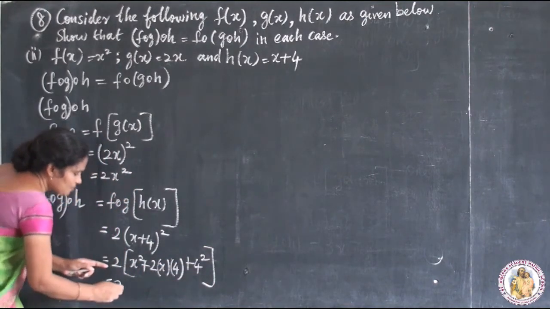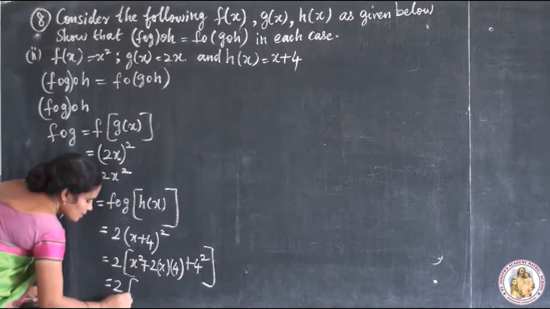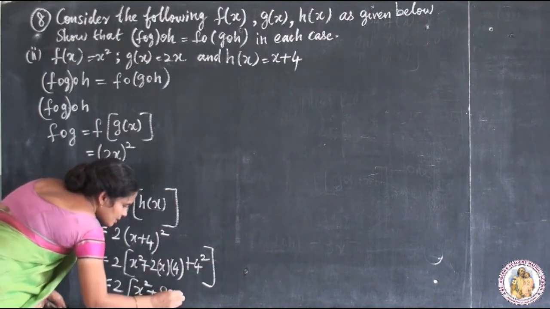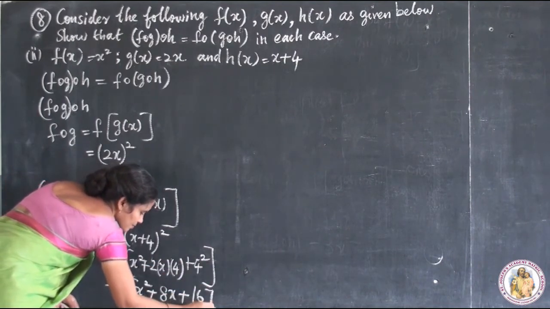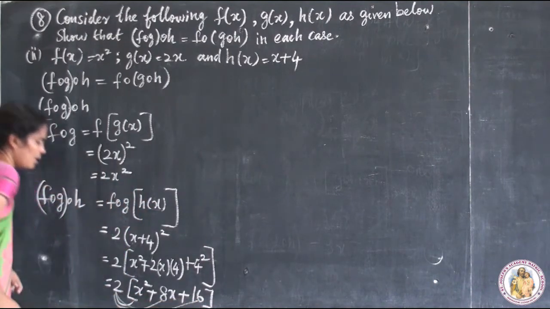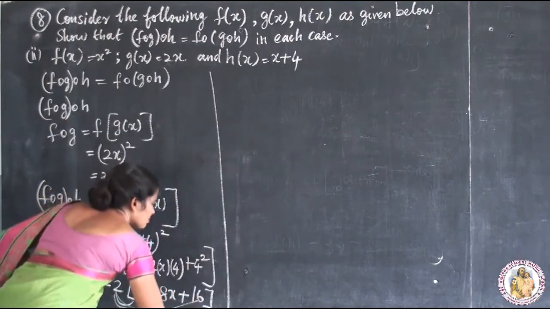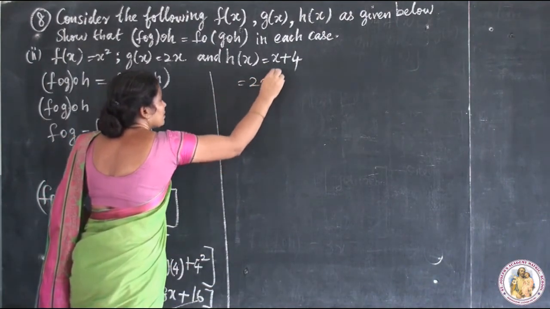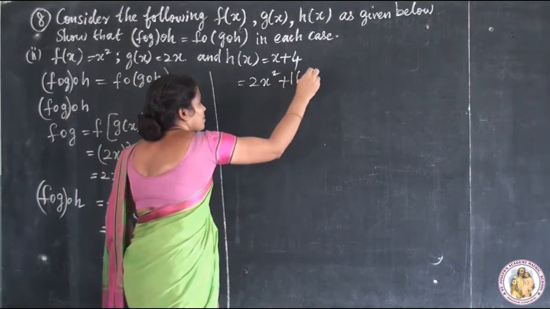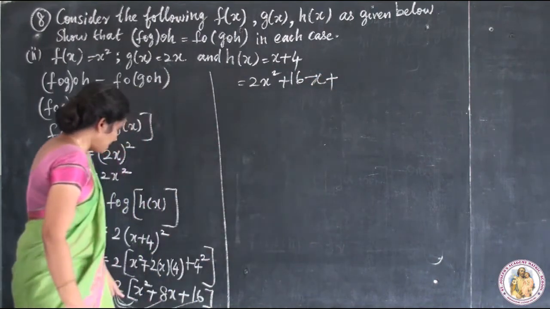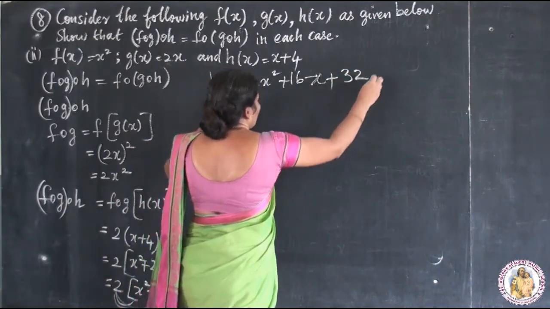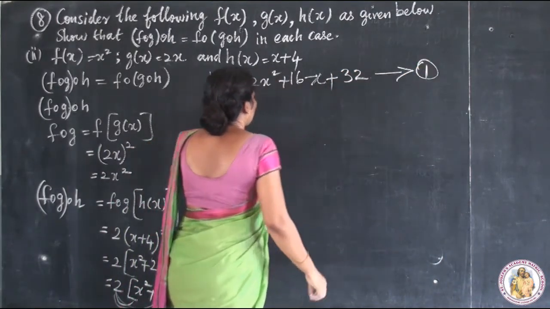Then 2 times: x square plus 2 4s are 8, 8x, plus 4 4s are 16. Again you have to multiply with this 2 through all the terms. 2 into x square is 2x square, and 8 2s are 16x, plus 16 into 2 is 32. Taking this as 1.